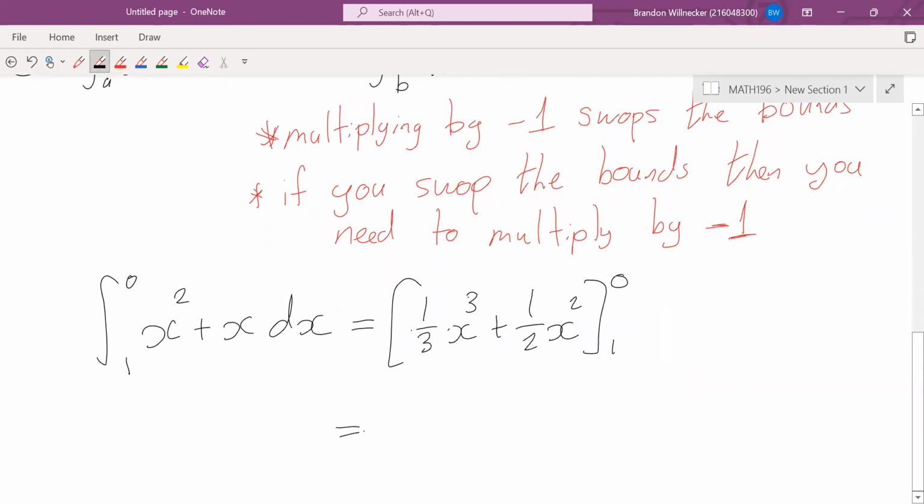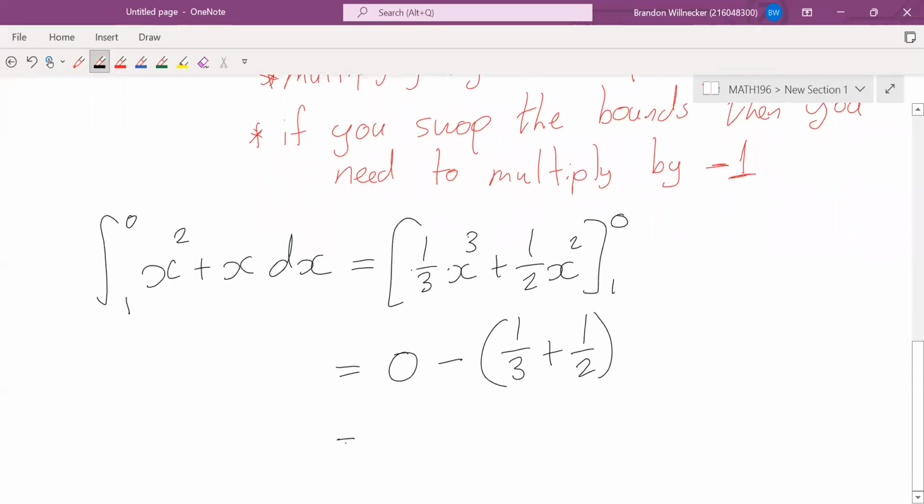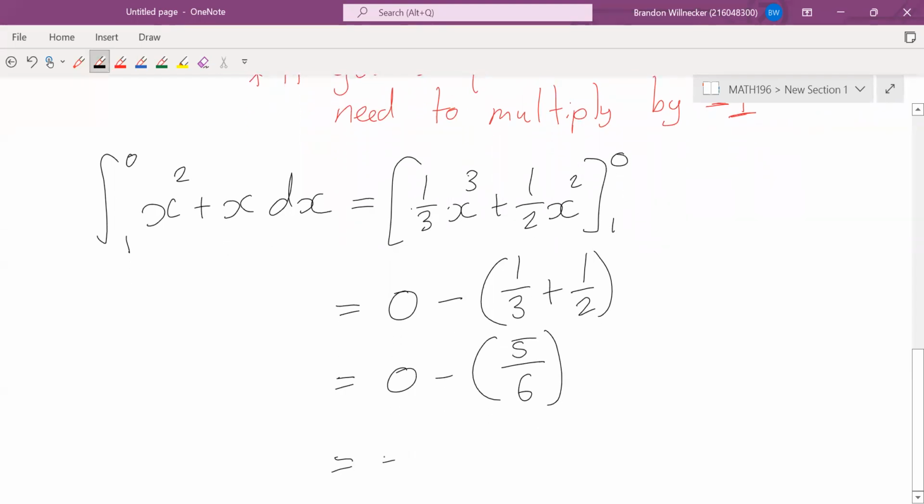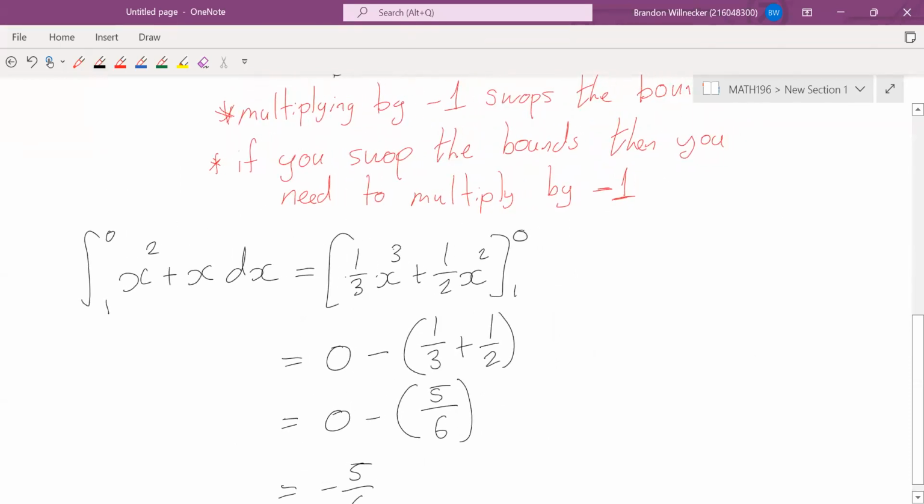So this is going to be 0, that does nothing. So 0 minus, and then we have 1/3 plus 1/2. So that's going to be 0 minus 5/6. So we end up with minus 5/6. And that's fine, you can do it this way.